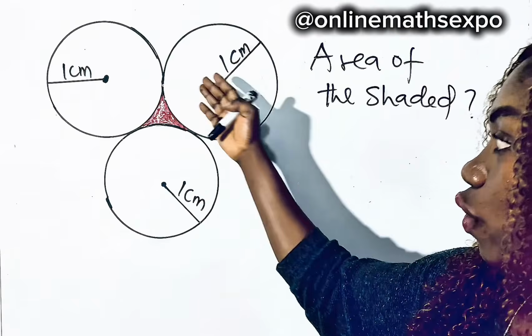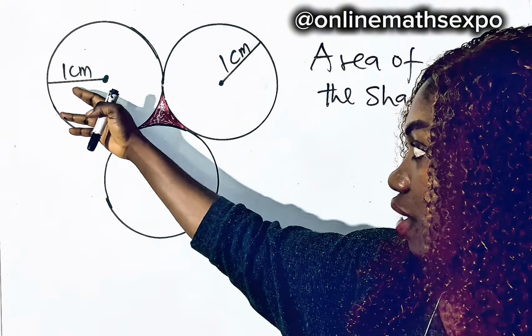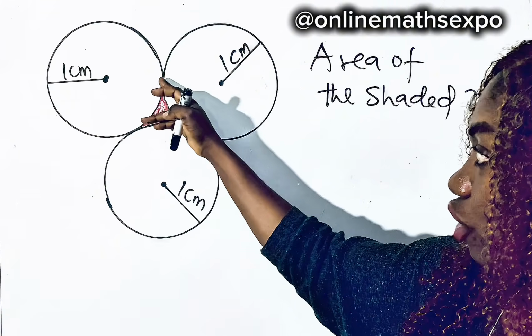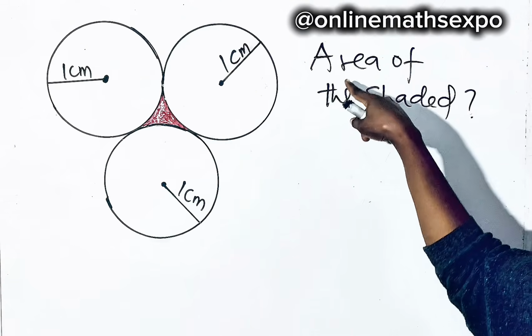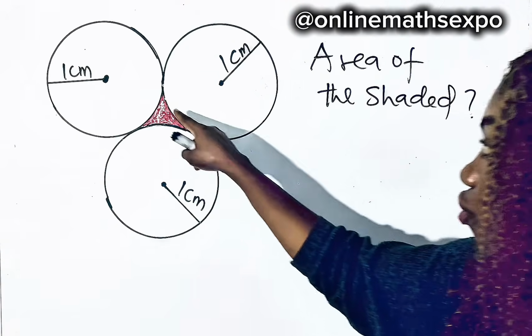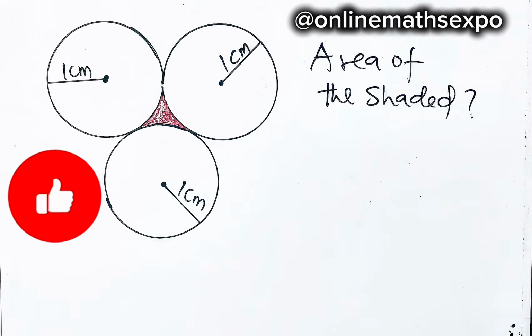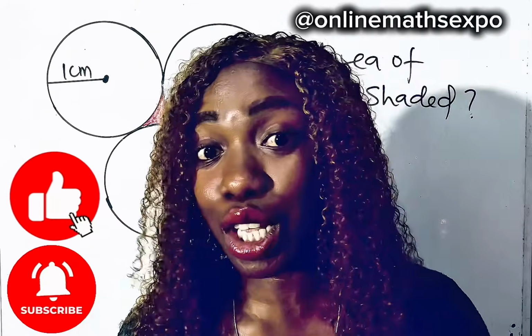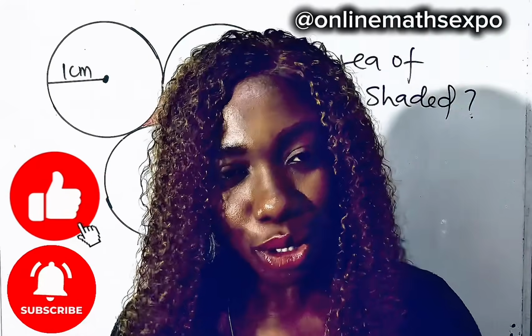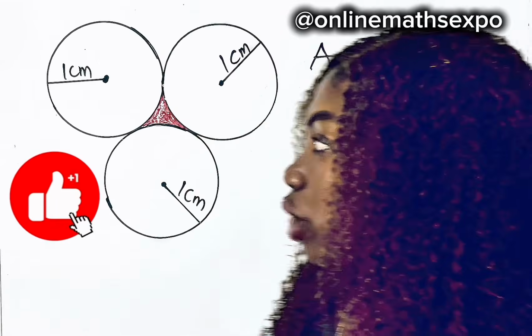We are given three equal circles. The radius is 1 centimeter, and they are touching each other. This part is shaded, and the question is asking us what is the area of this tiny shaded part. Now, when you look at this question, it looks impossible, but don't worry yourself. I will take you through it step by step. It's just so easy. So, what should we do?